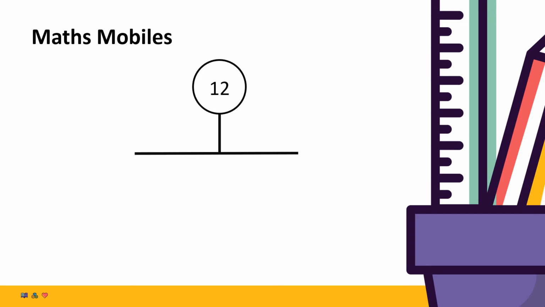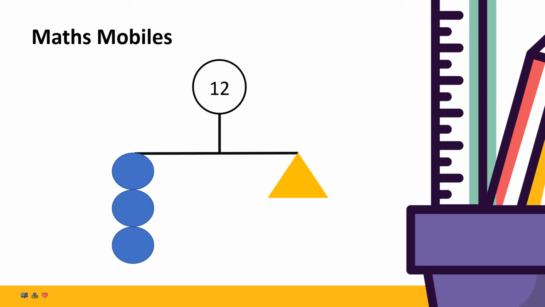The value of this mobile is 12 altogether, and there are two sides to this mobile. On one side there are 3 circles, and on the other side there's one triangle. Have a little pause and see if you can work out the value of each circle and the value of the triangle before we work through it together.